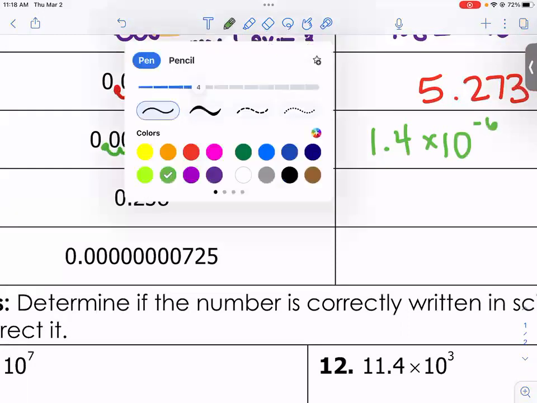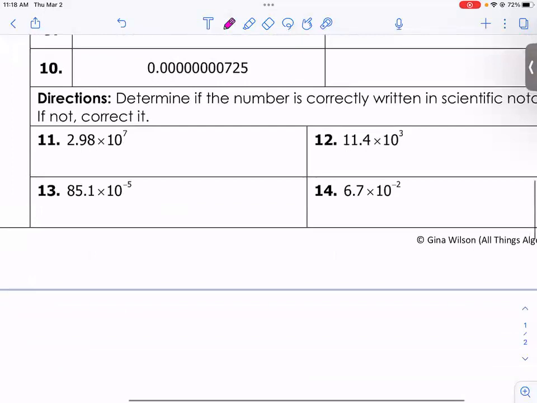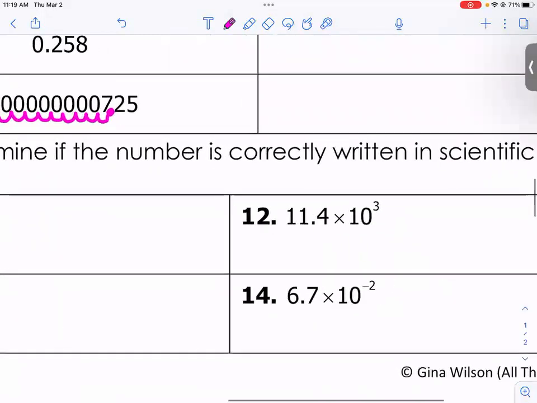All right. So now let's go to number 10. Just before I get started, I'm aiming for my decimal to be between what? 7 and 2. So I'm going to put my decimal. So let's go 1, 2, 3, 4, 5, 6, 7, 8, 9. We moved it 9 swoops. So 7.25 times 10 to the negative. Whoa, buddy.